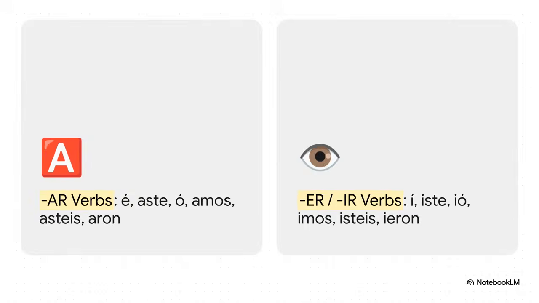These are the endings we're talking about. You'll notice there are two main sets. You've got one for verbs ending in AR, which you can see uses a lot of A sounds. And then there's a second set that works for both ER and IR verbs, and that one relies really heavily on I and IE sounds. This is the core pattern you want to lock in.